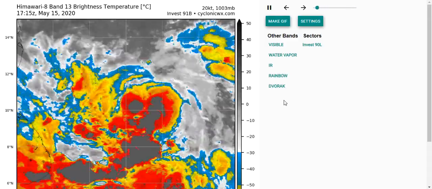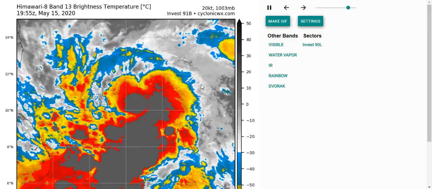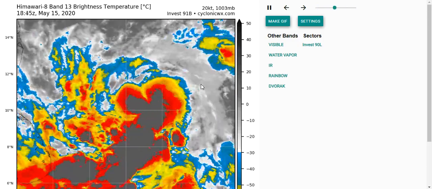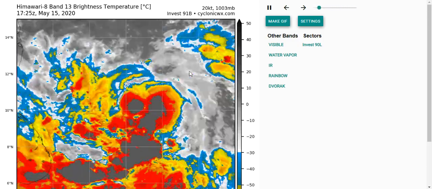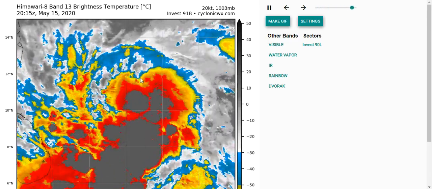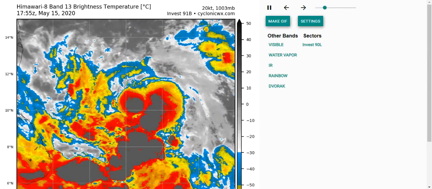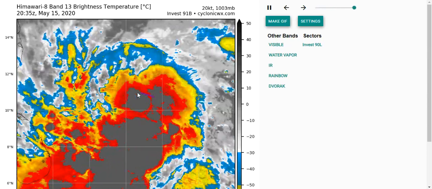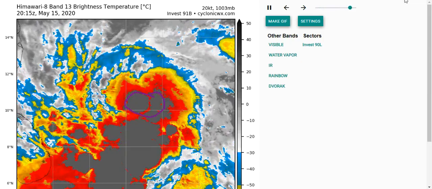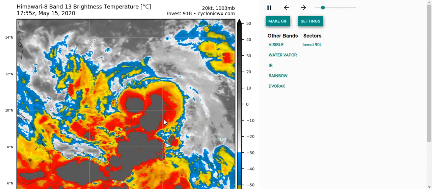Next up, I'm looking at Invest 91B, which is a tropical disturbance in the Bay of Bengal. Right now it's like a monsoon low, so it's pretty broad. And so it's not a tropical depression, even though it has some convection over that center, just around this area. But the center, at least at this point, doesn't seem to be well defined.